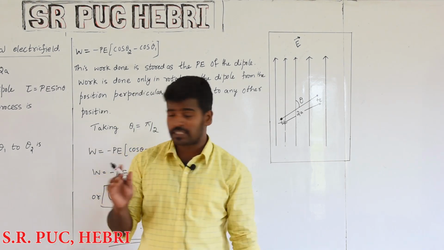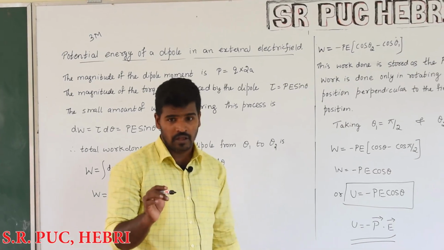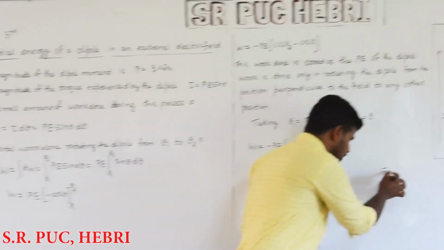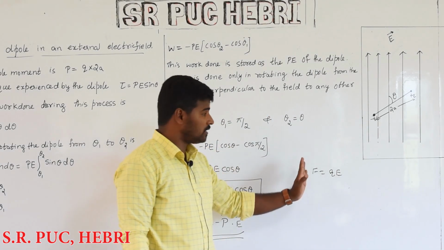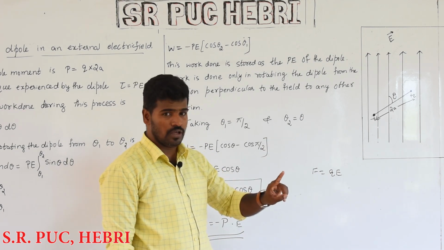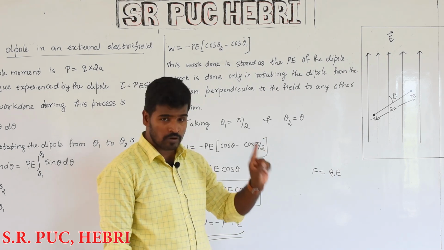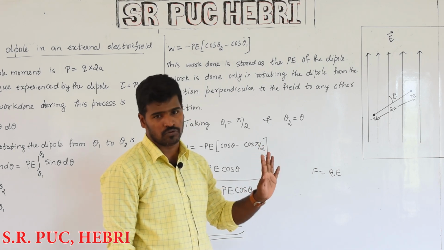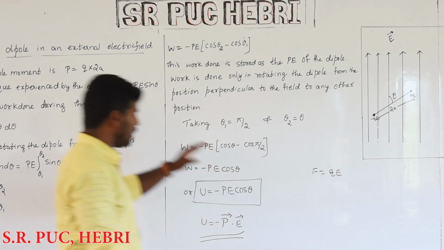When a dipole is placed in a uniform electric field, the force experienced by a point charge is F equals qE. But the forces experienced by the two charges of the dipole are equal in magnitude and opposite in direction. Therefore, the net force on the dipole in a uniform electric field is equal to 0, since the forces are equal and opposite. Very important, one more question.